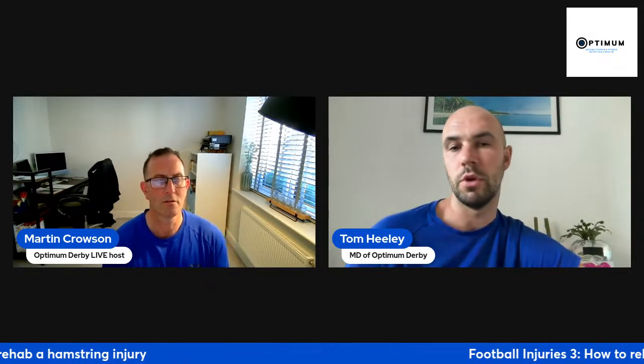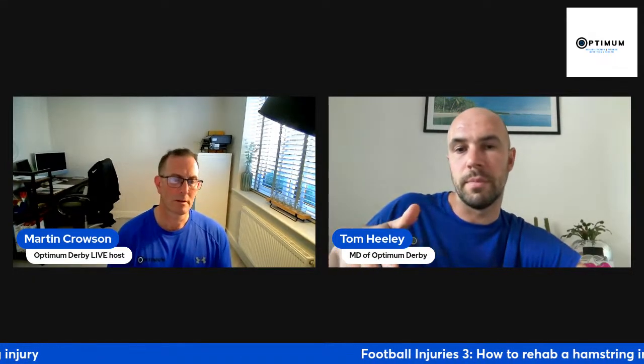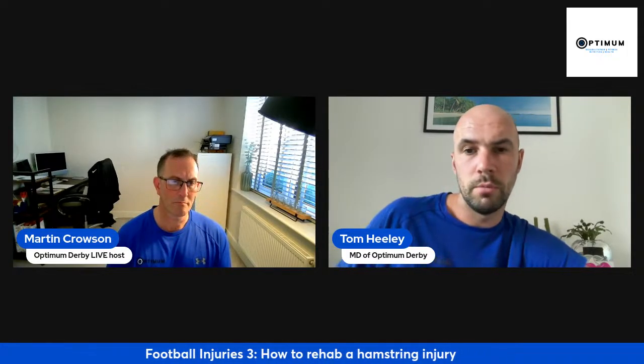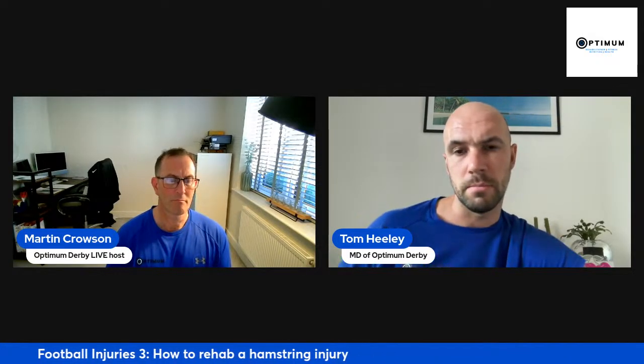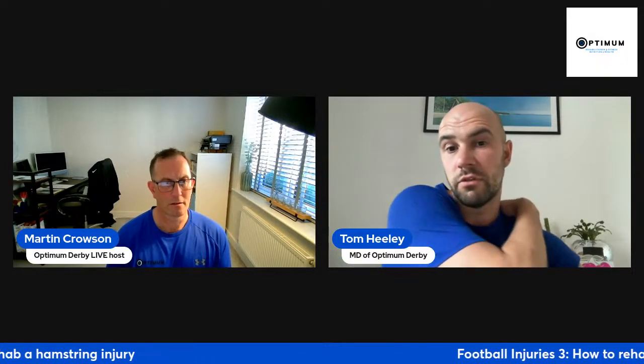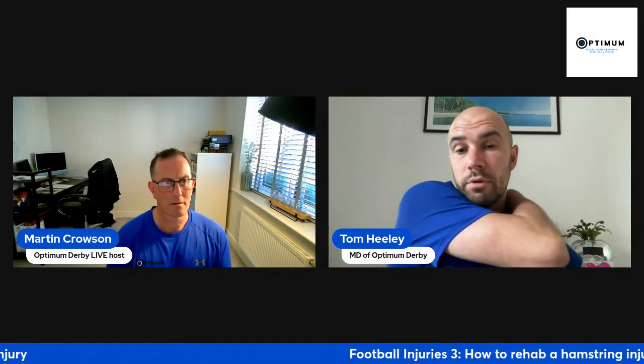But then your wingers, people on the sides of the pitch, your fullbacks, and then your strikers are probably more susceptible to those injuries. Again, that's also position specific, which needs to be taken into consideration with rehab and programming.